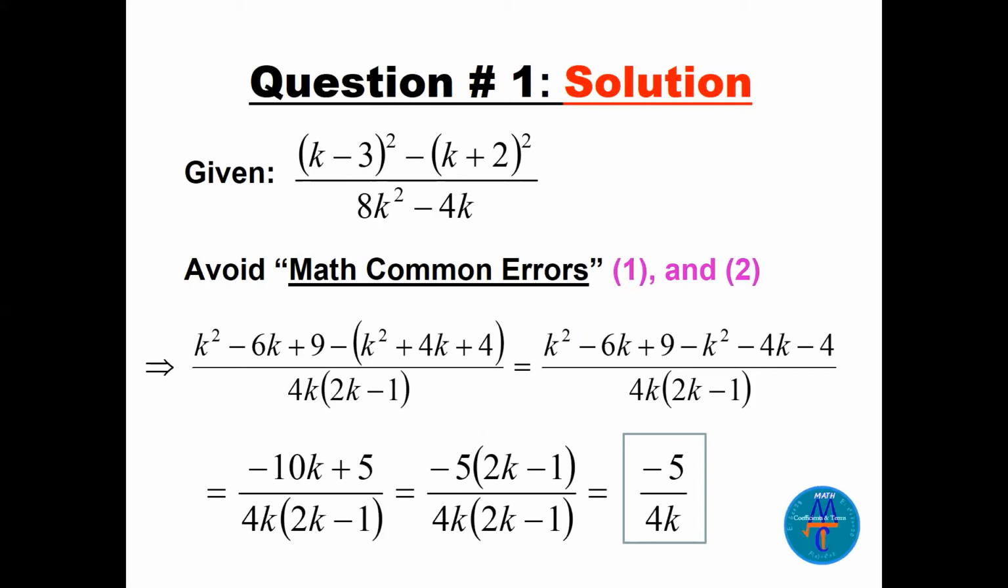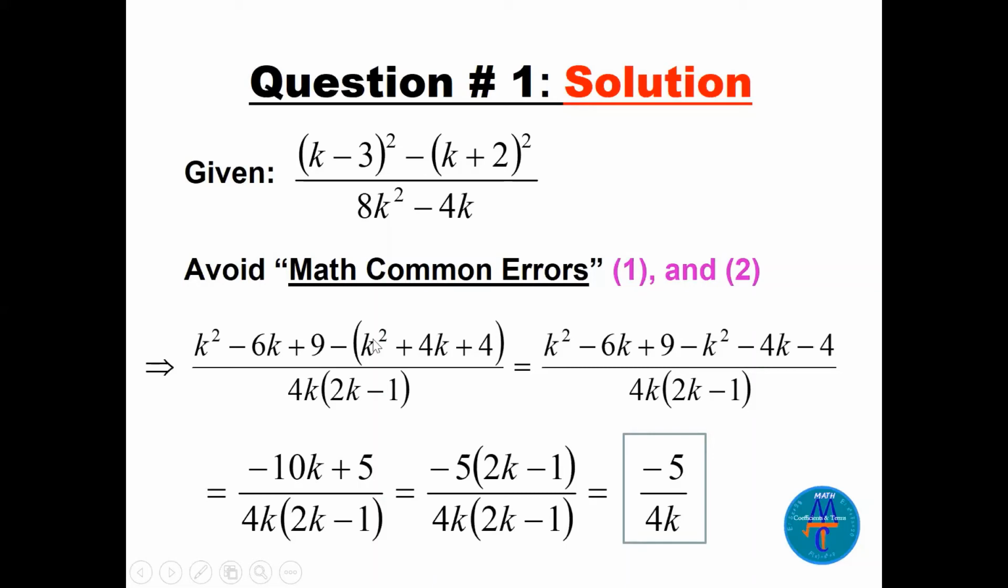K squared minus 6k plus 9. That's the formula. Minus, see the minus, we leave it. Now inside here we have k plus 2, all squared. Remember, k squared, 2ab in the formula, so plus 4k, plus 4 again.